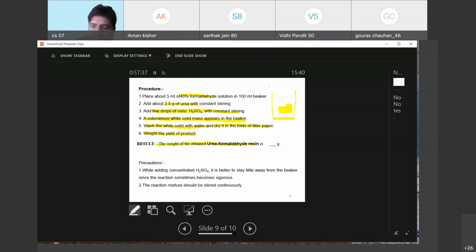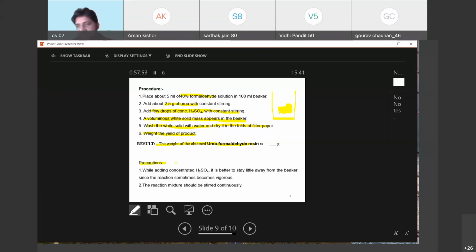It's a very simple procedure. It's very easy. You have to just mix, and you will get some solid. You have to wash and dry that solid, and you have to check its weight. That's all. Okay. So there are some precautions also in both steps.